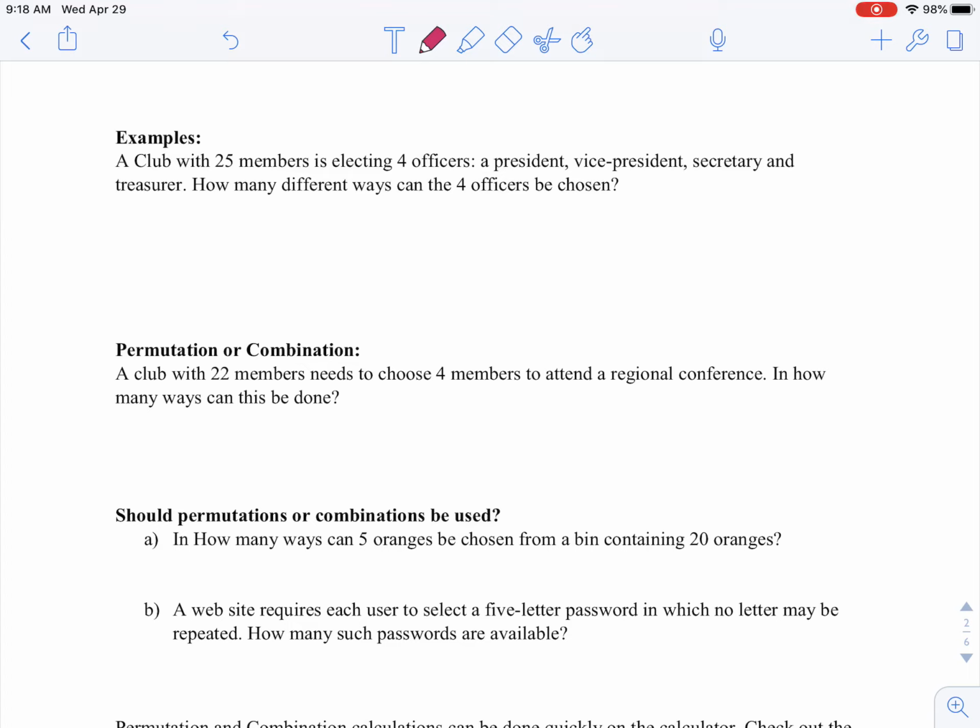So a couple more examples. A club with 25 members is electing 4 officers: a president, a vice president, a secretary, and a treasurer. How many different ways can the 4 officers be chosen? Okay, so I have n is 25. I'm picking from 25. And then I got r. I'm selecting 4 officers, so my r is 4.